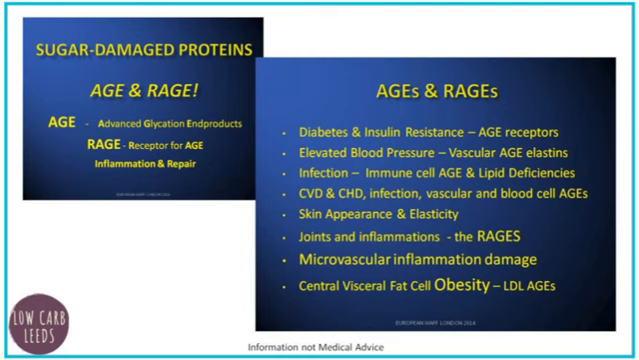And you're looking at some of the implications of this on the other panel. We've got possible insulin resistance due to aging on the receptors. We've got elevated blood pressure due to aging of elastins and proteins in the blood vessel. Immune cell deficiencies because of being damaged by the sugar. A loss of skin appearance and elasticity. Joint inflammations and so on. Those are all the things that you're familiar with as medics, which are happening as a result of sugar damage.